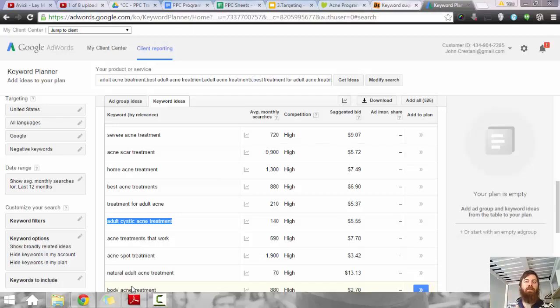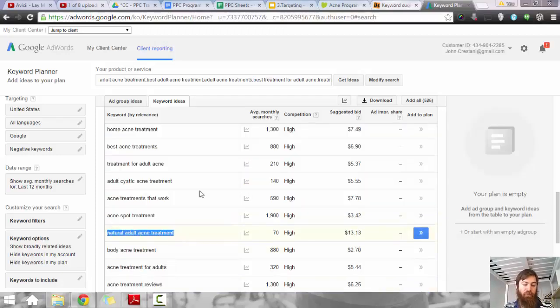Why does it matter that it's more specific? Well, I can write more specific ad copy to cystic acne treatment than I can for adult acne treatment. Maybe adult acne is broader and cystic acne is more specific. That's what I'm guessing, at least. And if I'm right, then if you write more targeted ad copy to that cystic acne person, you're going to get more clicks on your ads, lower cost per click, and higher conversion rates, hopefully, if all works out. Natural adult acne treatment.